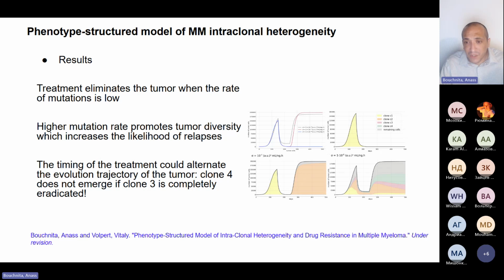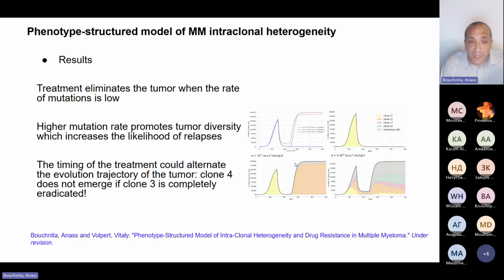However, there is something which is very important: if we set the mutation rate to an intermediate value, then when we finish the treatments, we will have a relapse. However, the new tumor will consist only of clone 2, which means that there is no clone 3 and no clone 4. And the reason for that is that the treatment eliminated all the cells belonging to clone 3. So only clone 2 survived, and these cells will cause a relapse and lead to the development of a new tumor, which consists only of clone 2.